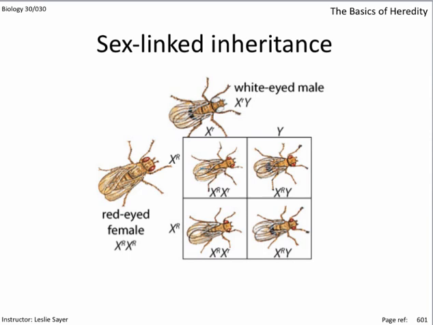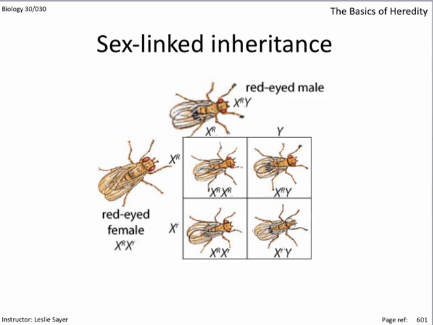In this illustration of a cross between a homozygous dominant female and a white-eyed male, the F1 offspring are all wild type. Note the nomenclature for displaying sex-linked genotypes. In the F2 generation, the white eye phenotype appears only in the male offspring.